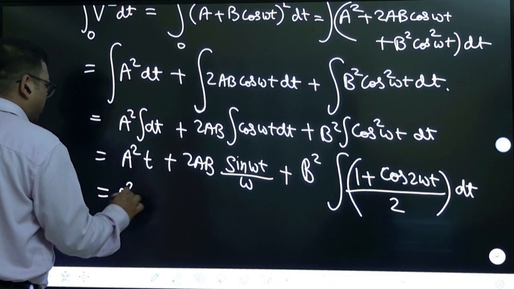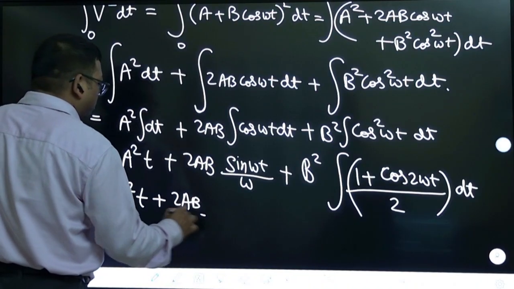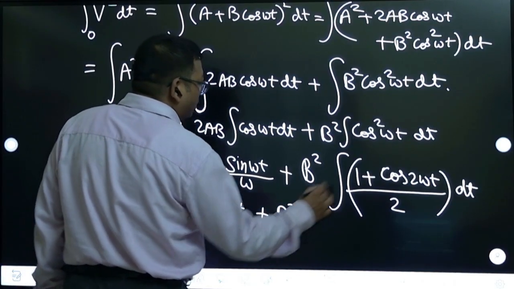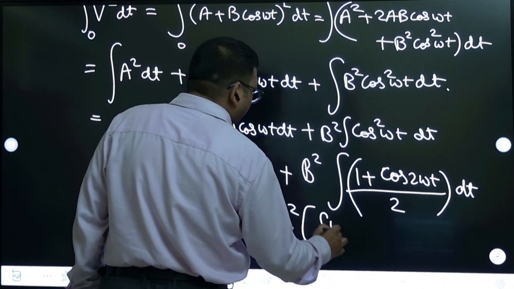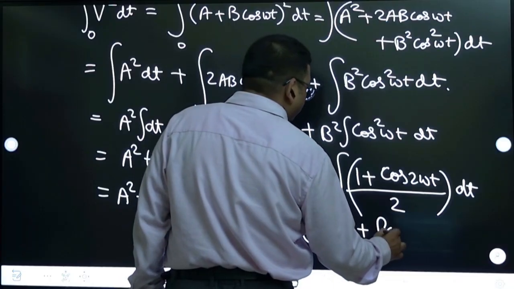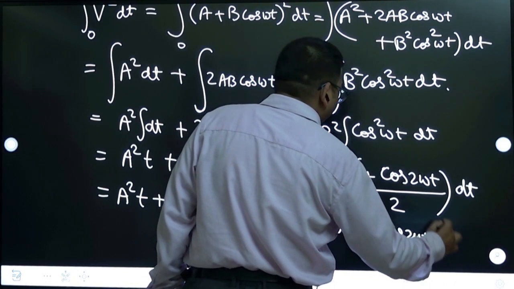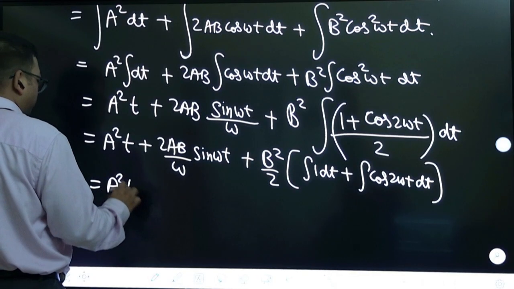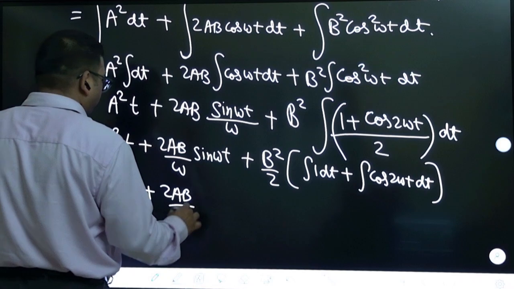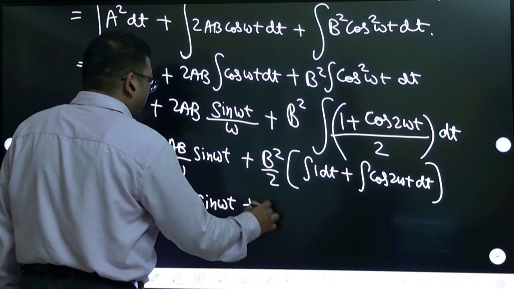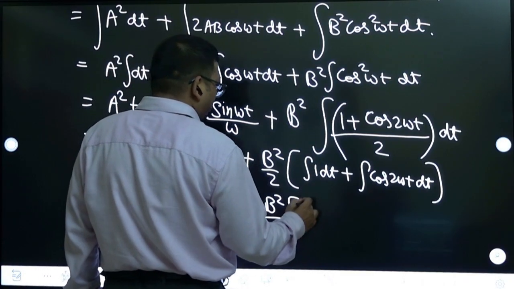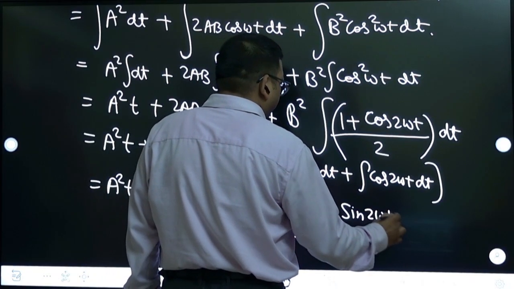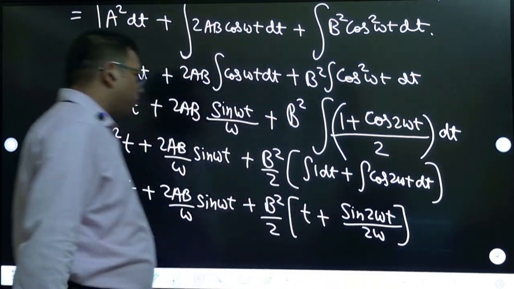Now let us break that. So this is A square t plus 2AB divided by omega sine omega t plus B square by 2. Now we will open this bracket: integration of 1 dt we can do, and then integration of cos 2 omega t dt we can do. So A square t plus 2AB by omega sine omega t plus B square by 2, integration of 1 is t plus cos integration is again sine 2 omega t by 2 omega. That's all.